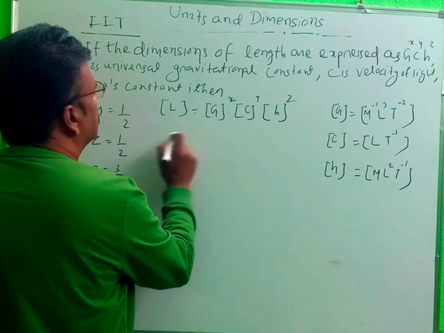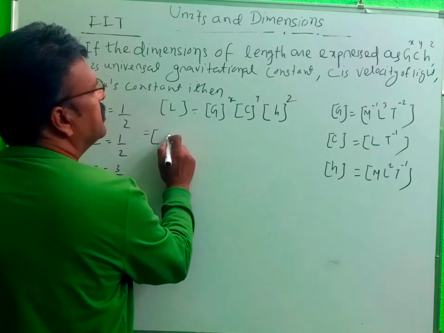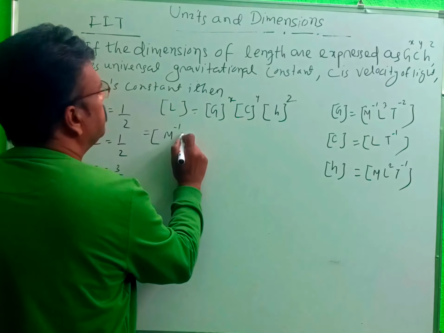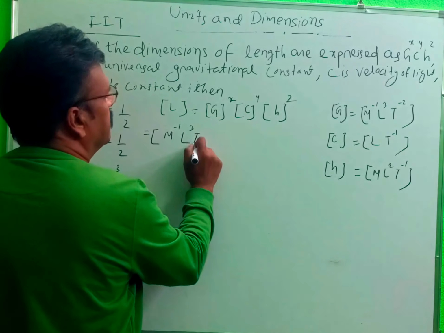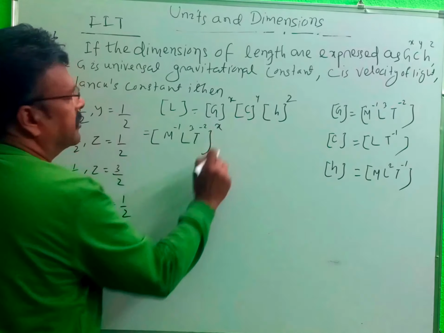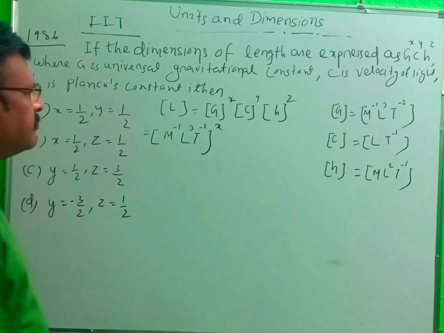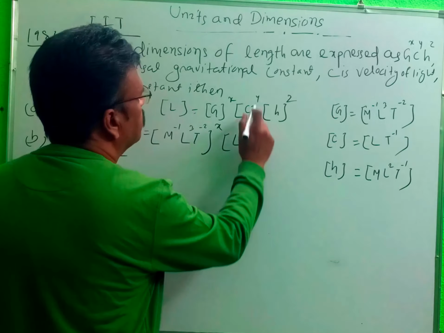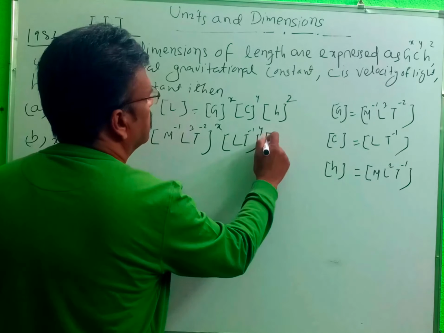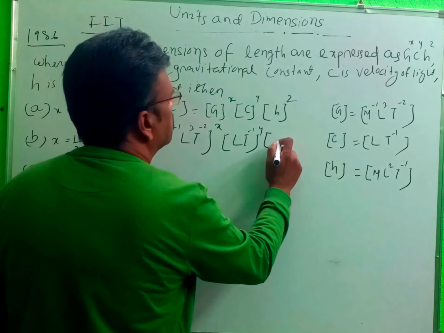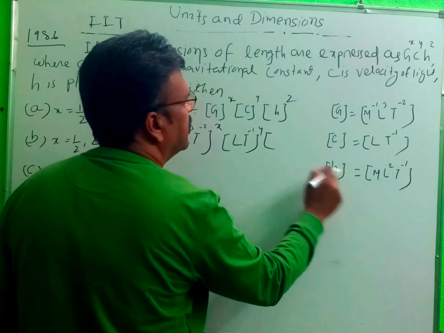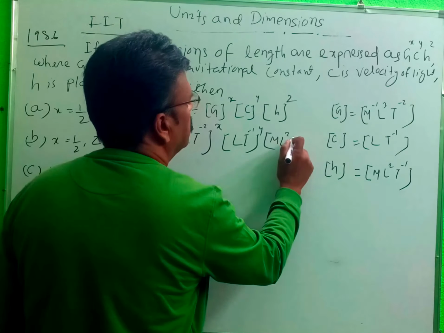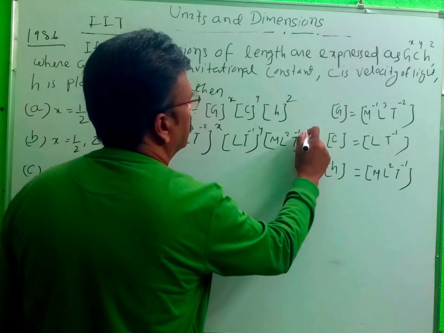Okay, student? This will be equal to, what is G? G is M^-1 L^3 T^-2 to the power x. Okay, students? Then we will write LT^-1 for C. C has exponent y, and that of h is ML^2T^-1 to the power z.